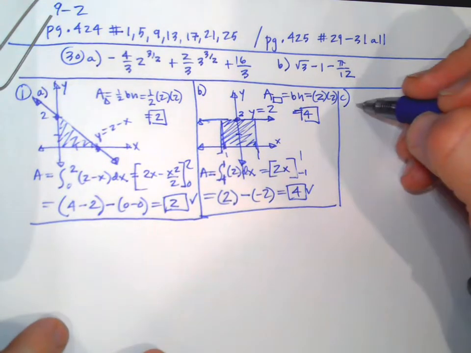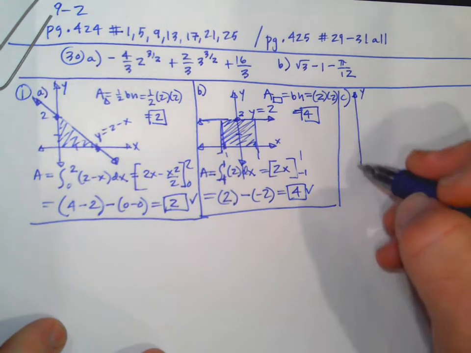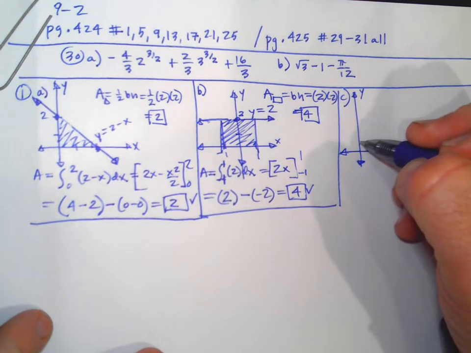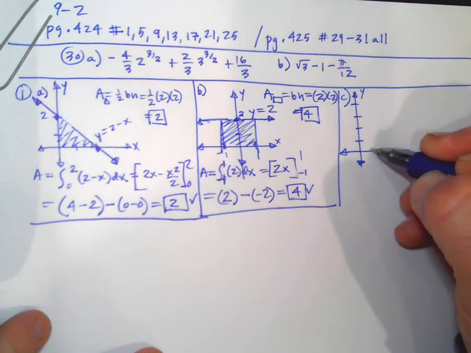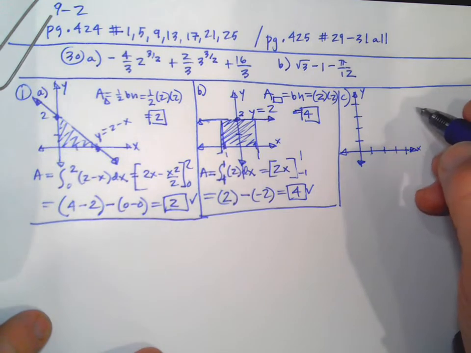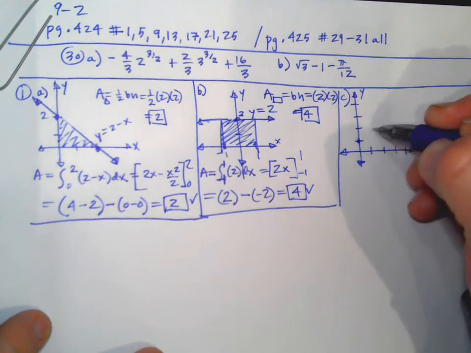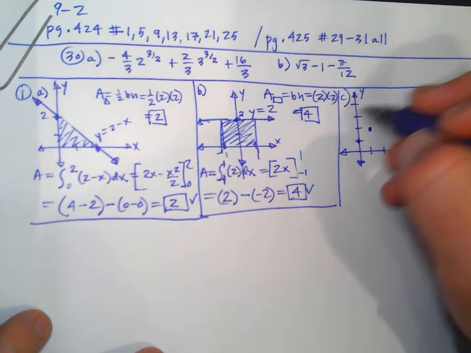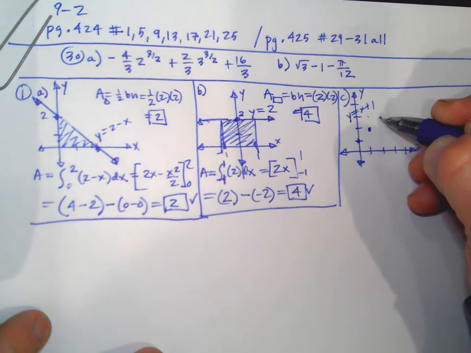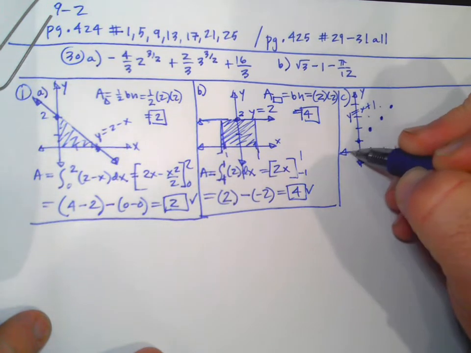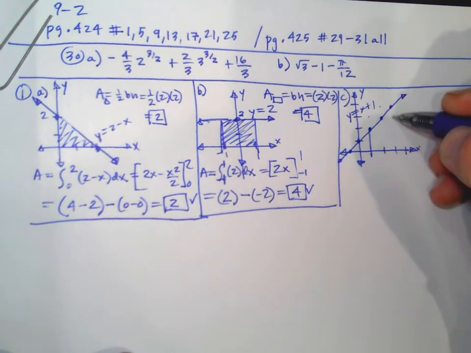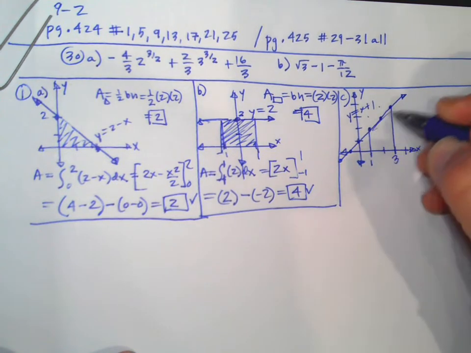C. Okay. Looks like it's 1, 1, 2, 1. This is y equals x plus 1. Up 1 over 1, up 1 over 1, up 1 over 1. So that's the little graph, and it looks like going from 1 to 3. Just trying to find that area.